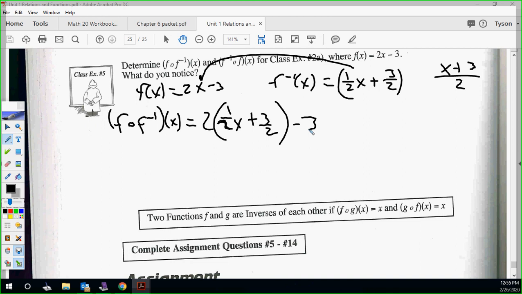So I have 2x minus 3. And we're just going to simplify it. Yeah, it takes practice. 2 times 1/2, that cancels. It's just an x. 2 times 3/2, it cancels a 2. It's just a 3. 3 minus 3 is gone. You're left with x.